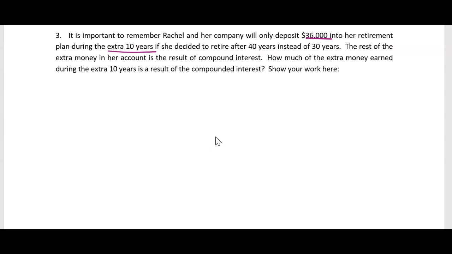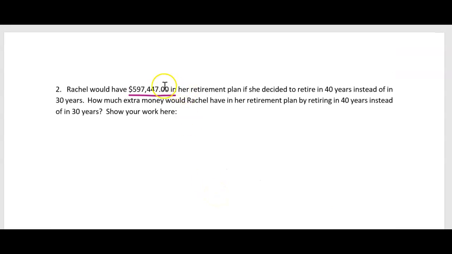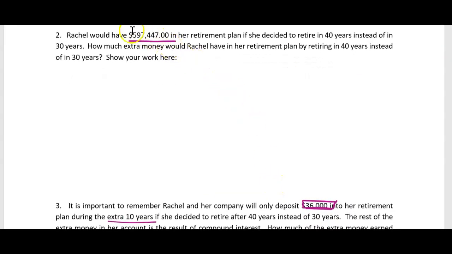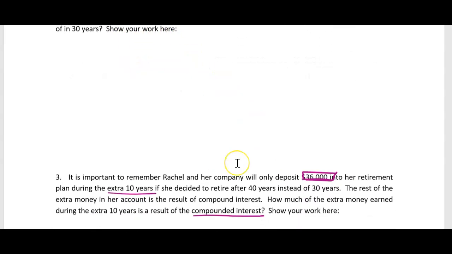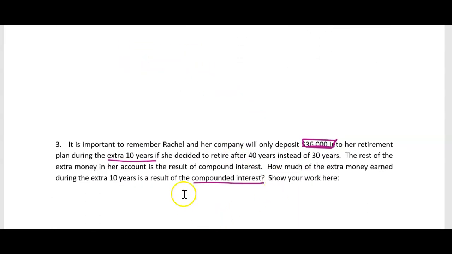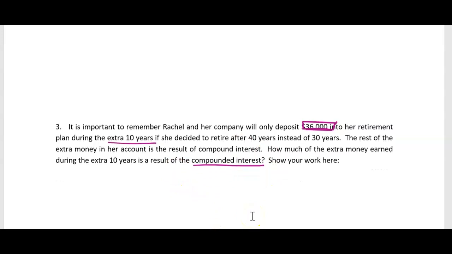Anyway, on this one, they just want to know how much of the extra money earned is the compounded interest. So this is the deposited amount, and then you know how much she had in her retirement plan after 40 years. So how much of this amount is going to be the result of the compounded interest?